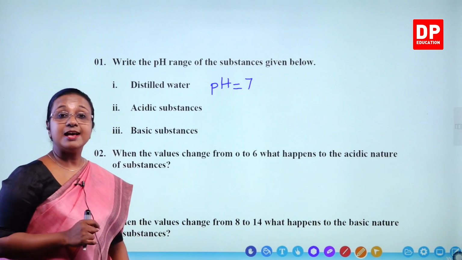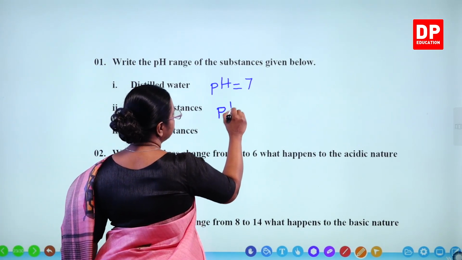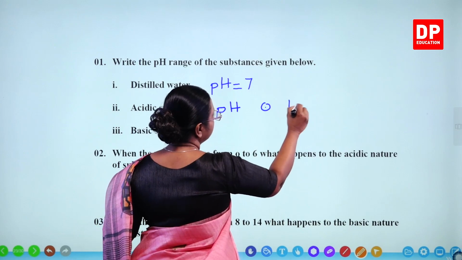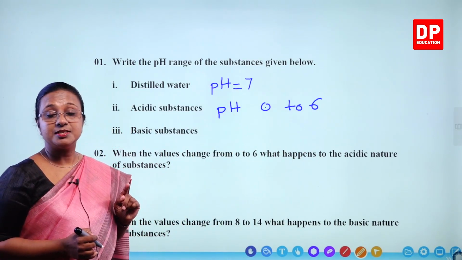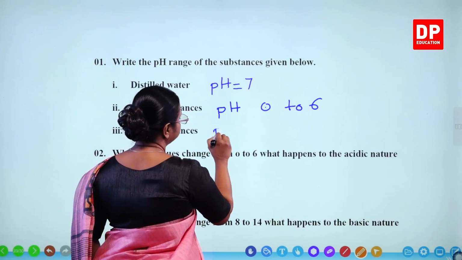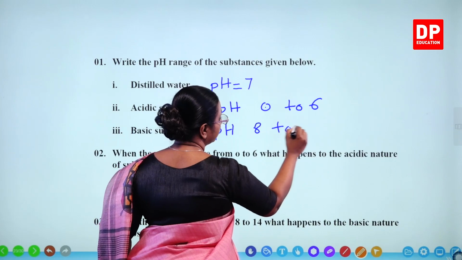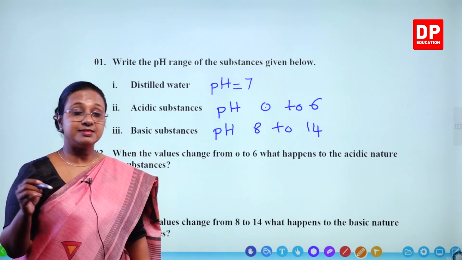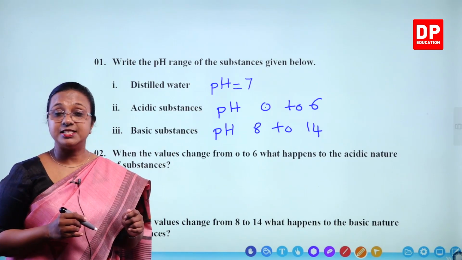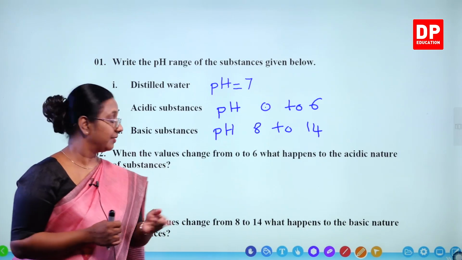So what is acidic substances? From 0 to 6. pH 0 to 6. Then how about basic substances? pH next to 7 is 8 to 14. So we have the range 0 to 6 is acidic. Then we have 7, that is neutral substance. 8 to 14 is basic.